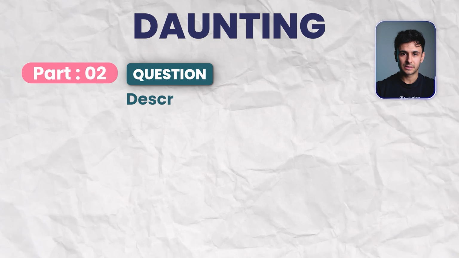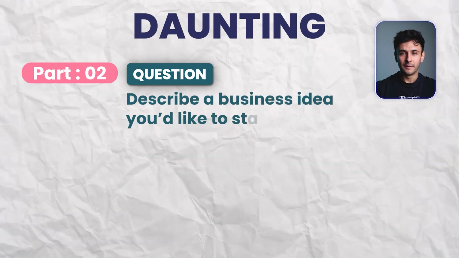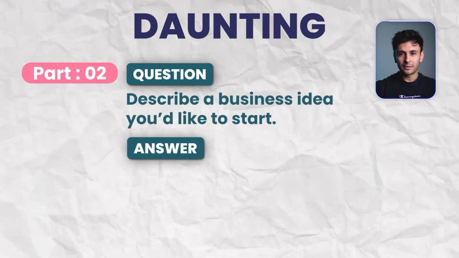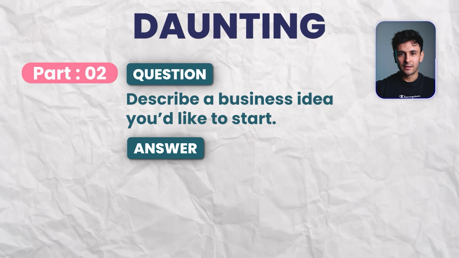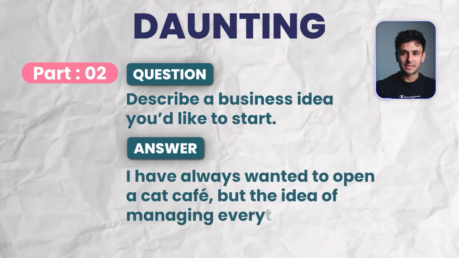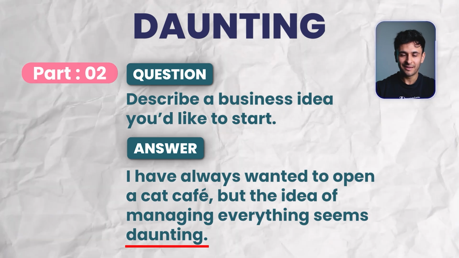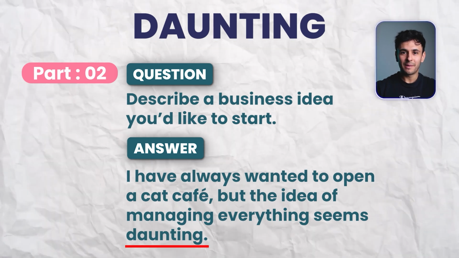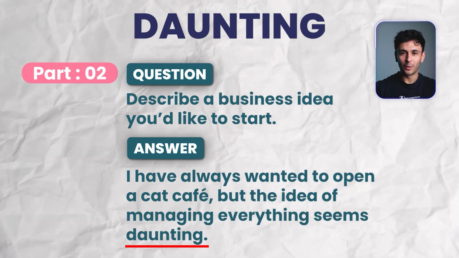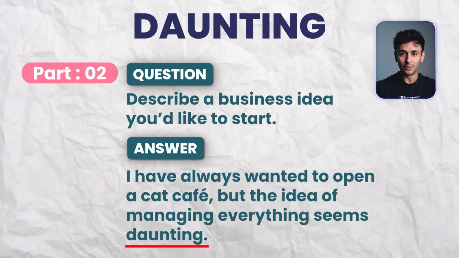In Part 2 of the IELTS speaking test, you might get a cue card that's asking you to describe a business idea. So one way you could answer that is you could say, I've always wanted to start my own cafe. You could say a cat cafe. But the idea of managing everything and starting the whole business seems daunting. It means that it's a lot of work, and to be honest, it's a lot of work to start a business, and that's why not many people do that.